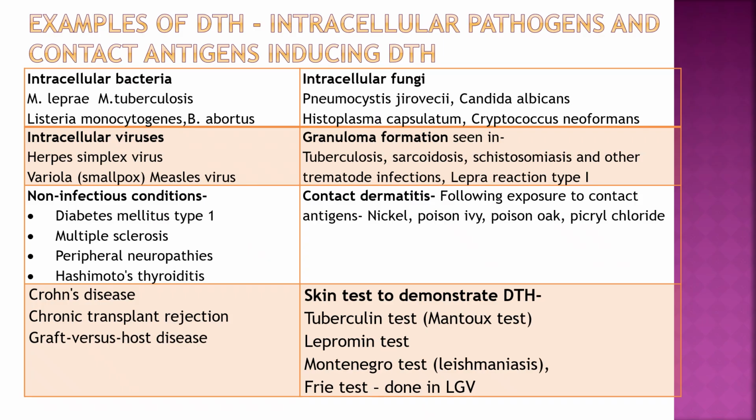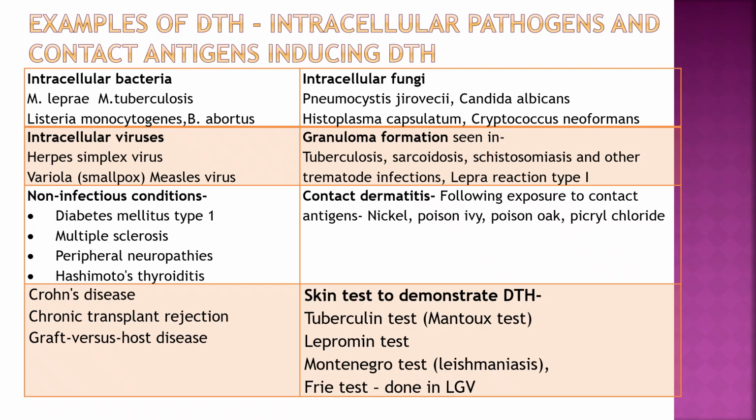Examples of DTH: intracellular and contact antigens inducing DTH. Intracellular bacteria, for example M. leprae, M. tuberculosis, Listeria, and Brucella abortus. Intracellular viruses: herpes simplex virus, variola (smallpox), measles virus. Intracellular fungi: Pneumocystis jirovecii, Candida albicans, Histoplasma, Cryptococcus. Granuloma formation is seen in tuberculosis, sarcoidosis, schistosomiasis and other trematode infections, and lepra reaction type 1.